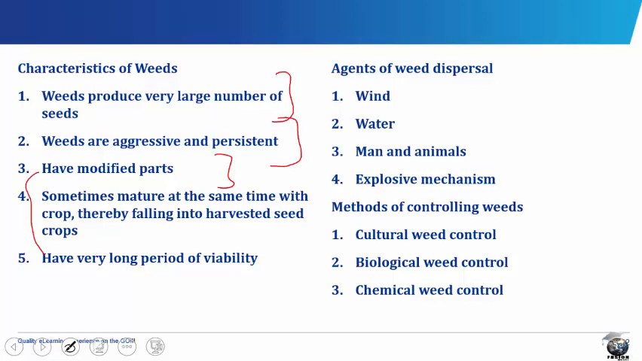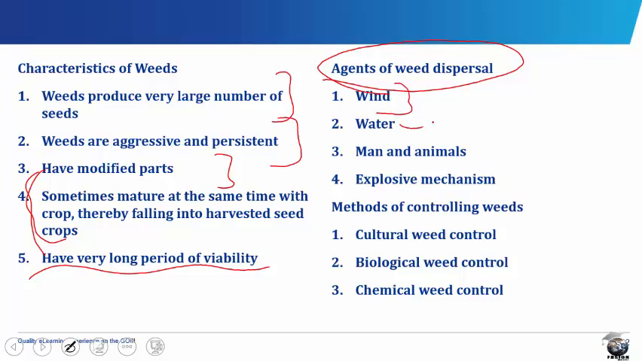They sometimes mature at the same time with the crop, thereby falling into harvested seed crops. They have a very long period of viability. They are efficiently dispersed by wind, water, animals, and explosive mechanisms. Agents of weed dispersal. Different agents that help weeds to disperse or spread include: 1. The wind, water, man and animals, and explosive mechanisms.